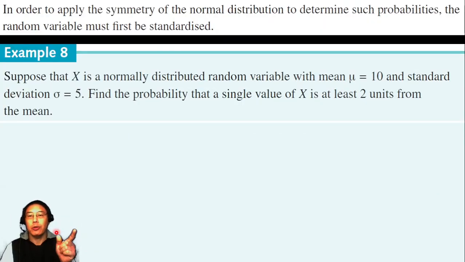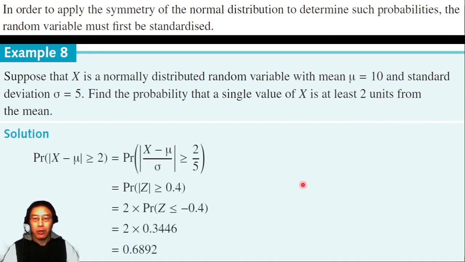In order to apply that symmetry of the normal distribution to determine the probability, the first thing you need to do, because we dealt with z, is standardize any x random variable. So here we have that example. It's an x random variable, it's a normal distribution, and we have the mean and the standard deviation. Find the probability that a single value of x is at least 2 units from the mean.